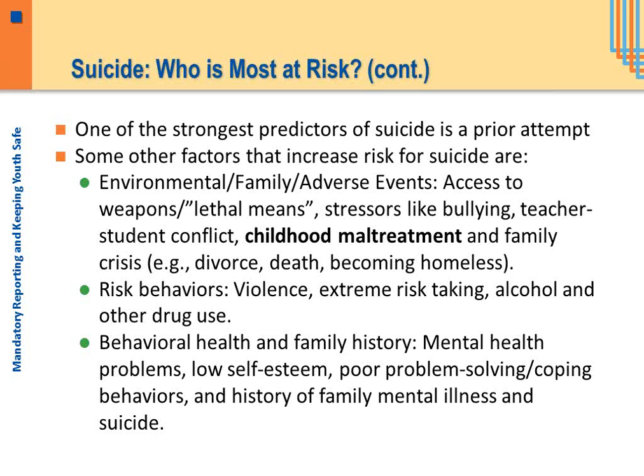So what are these risk factors? Well, one of the strongest predictors of suicide is a prior attempt. Also, some other factors that increase risk for suicide are environmental, family, or adverse events such as access to weapons or lethal means, and stressors like bullying, teacher-student conflict, child maltreatment, and a family crisis. Other risks may be risky behavior such as violence, extreme risk-taking, alcohol or other drug use, as well as behavioral health and family history.